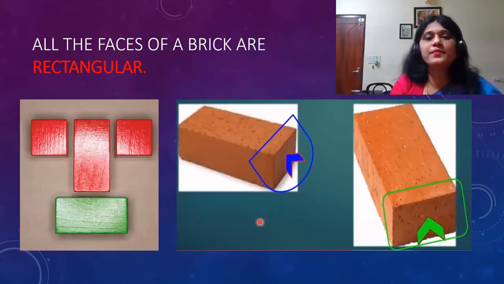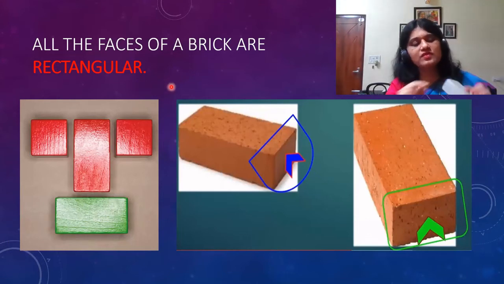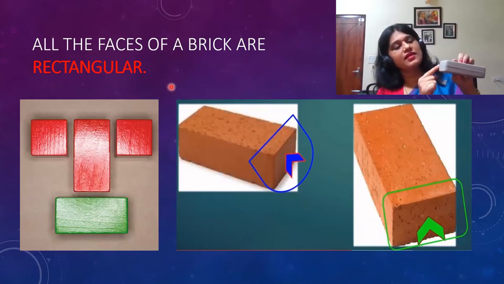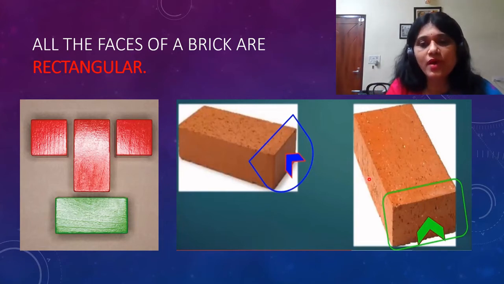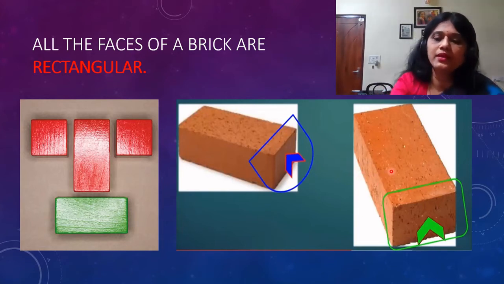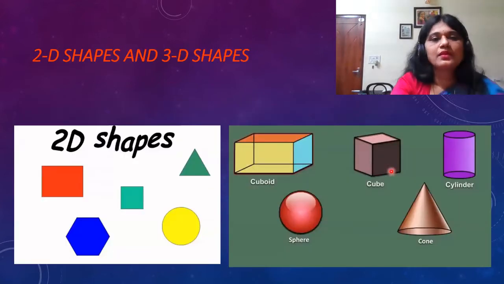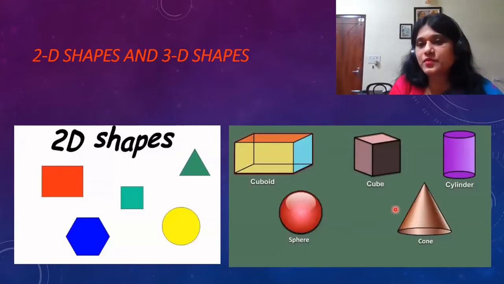All the faces of a brick are rectangular. You must have noticed all the faces are rectangular, okay? So in the picture also, I've shown you all the faces of a brick are rectangular. So, 2D shapes and 3D shapes objects.